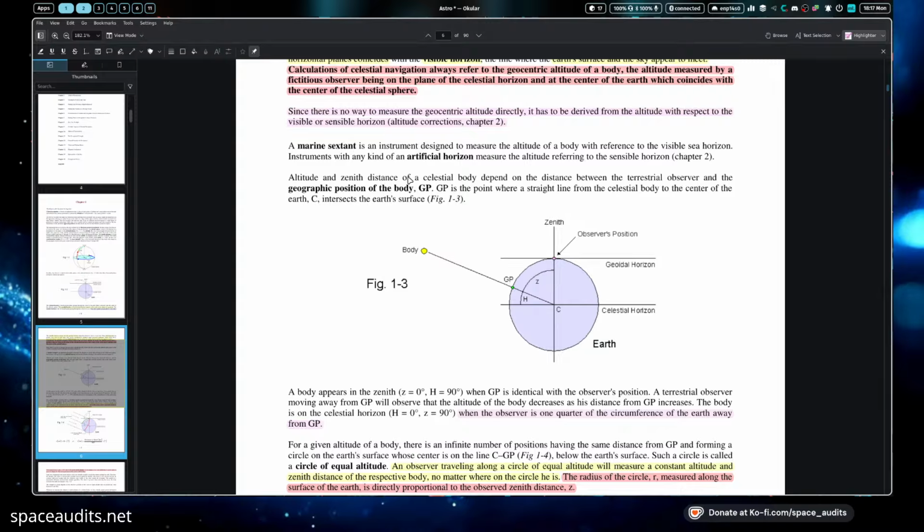Altitude and zenith distance of a celestial body depend on the distance between the terrestrial observer and the geographic position of the body, the GP. The GP is the point where a straight line from the celestial body to the center of Earth intersects Earth's surface.